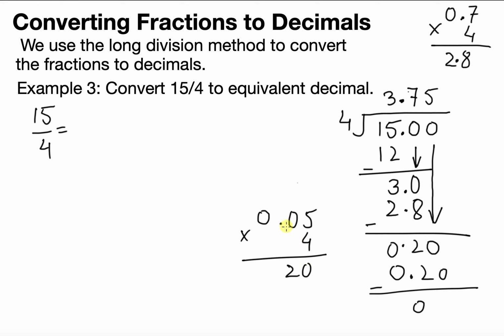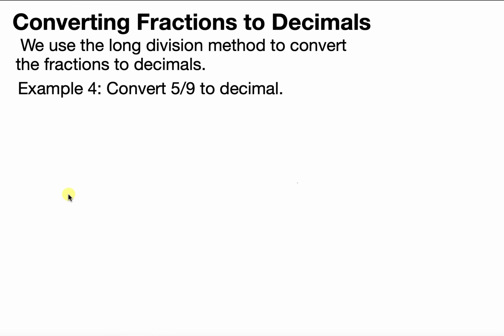So how many digits are before this decimal point? 2. So 1, 2. We put the decimal point here. This is what it is. Okay, so we got our solution. 15 divided by 4 is 3.75.